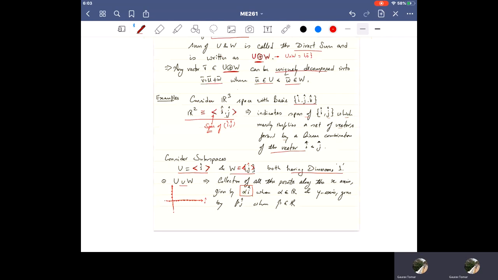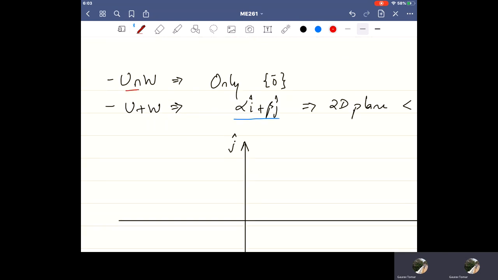Now let's do intersection. So we move to the next page here. Intersection would be only the zero point, right? Because this is your U subspace, this is your W subspace, and the intersection is happening only at 0. So U intersection W is only the 0 vector.